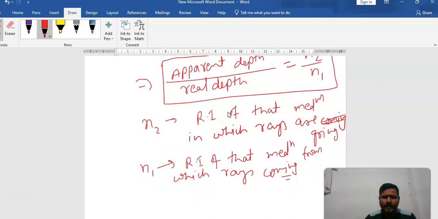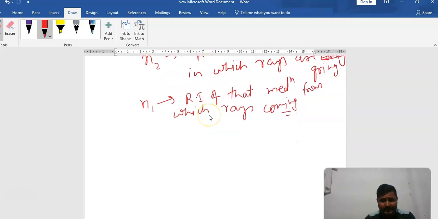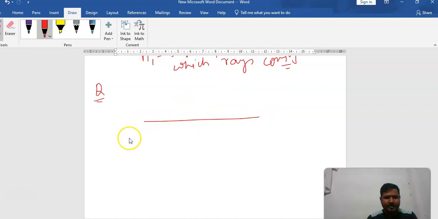In order to solve this type of problem, what do we have to do? We have to first identify which one is the object and which one is the observer. We will see it here with one example. Suppose I am solving one question. Suppose this is the water, and suppose the value of mu is 3 by 2. You can say n also. n is 3 by 2.